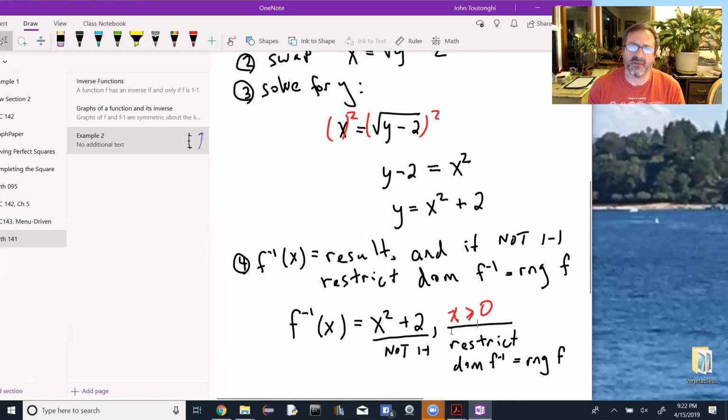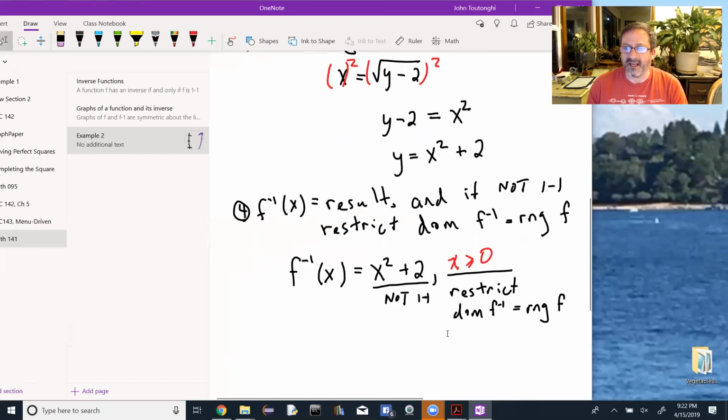1 over x squared would also be a problem, but I don't think it shows up very often in terms of needing to restrict the domain for those. Primarily, it's going to be these quadratics. And then again, we'll do it again in Math 142. We'll restrict the domains of the trigonometric functions so that we can define their inverses.